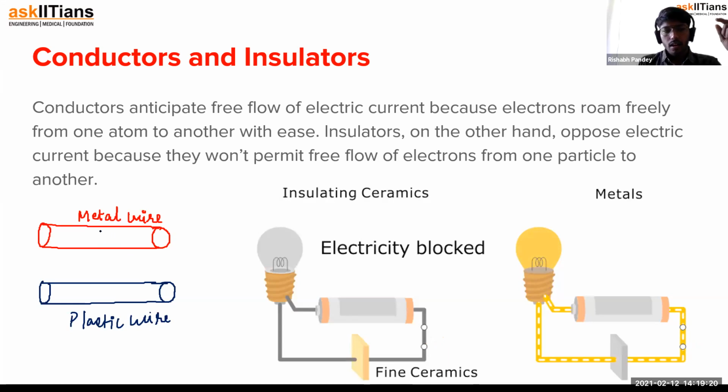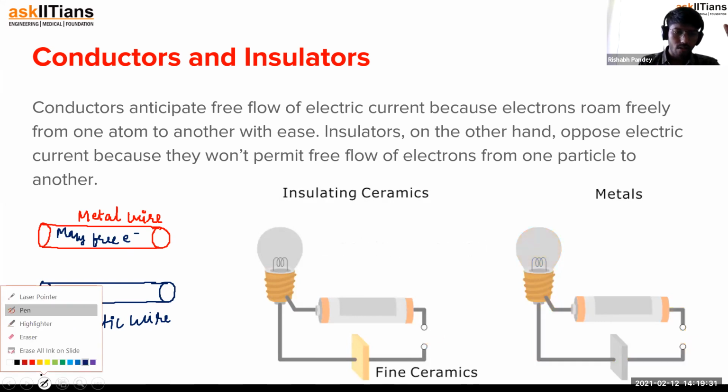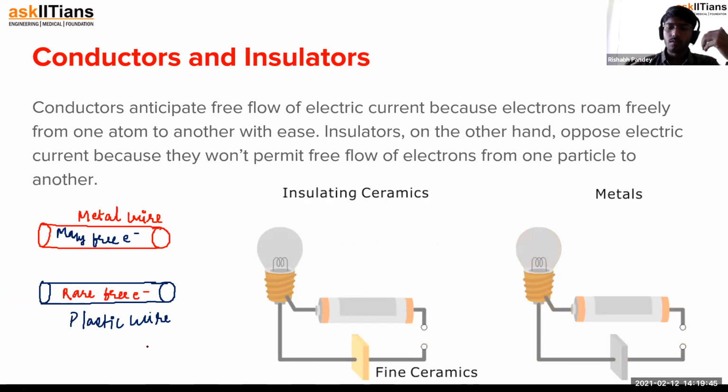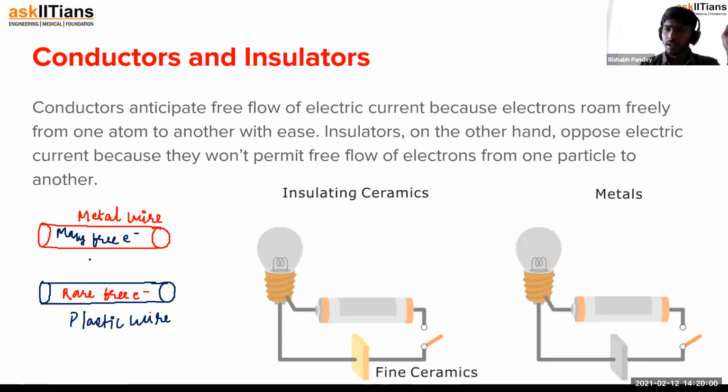In the metal wire, there are a large number of free electrons. But in the case of plastic wire, there are rare free electrons. Since the plastic wire contains a very small amount of free electrons, will it allow the flow to happen properly? No, it won't allow the proper flow of electrons. But if it is a metal wire, it has a large number of free electrons, and the electrons just need a small potential difference and they are ready to move.